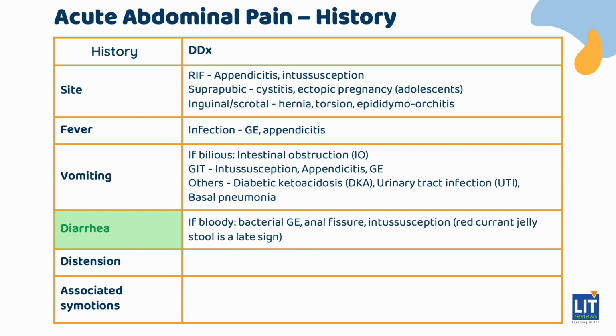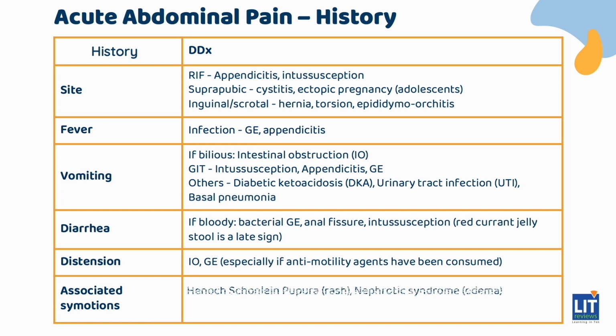If bloody diarrhea is present, the differentials include bacterial gastroenteritis, anal fissure, or it is a late sign in intussusception. Abdominal distension points to a possible distal obstruction and is common if antimotility agents were used for acute gastroenteritis. Specific symptoms point to specific diagnoses.